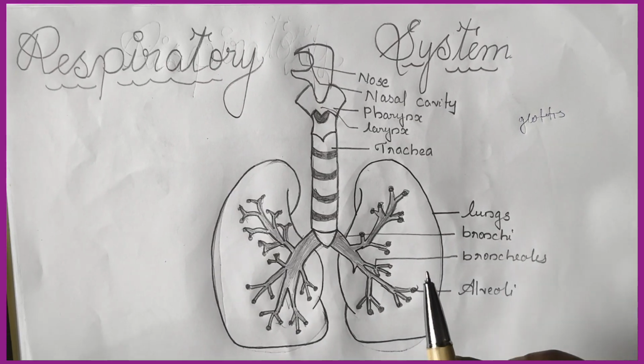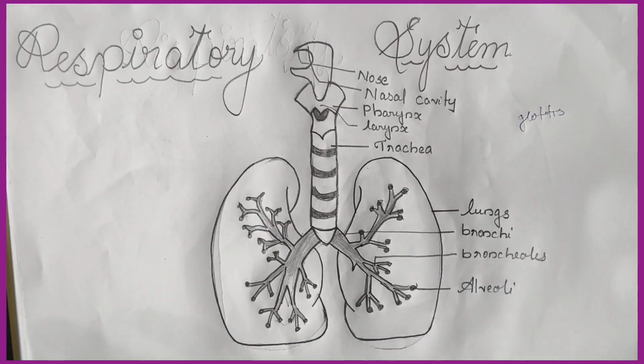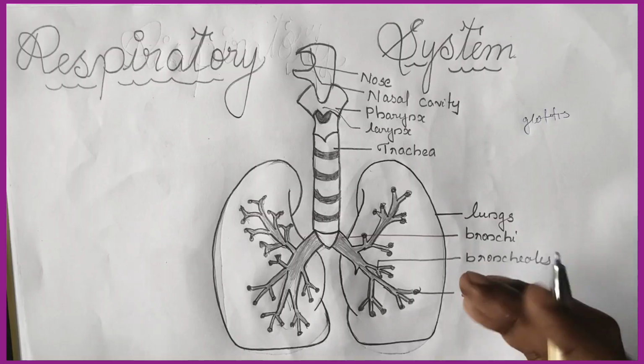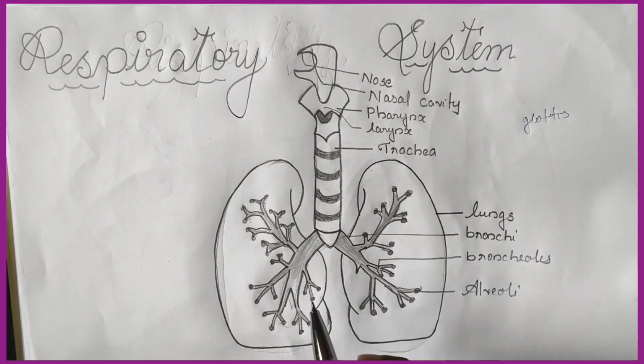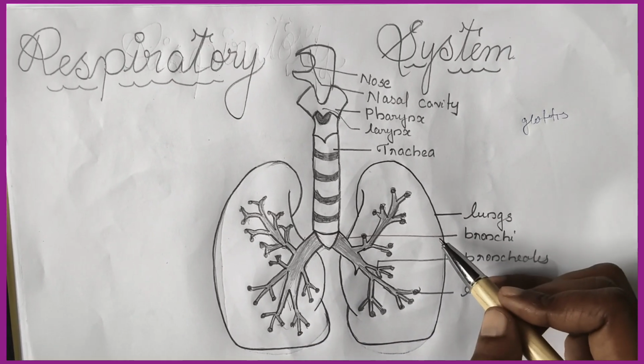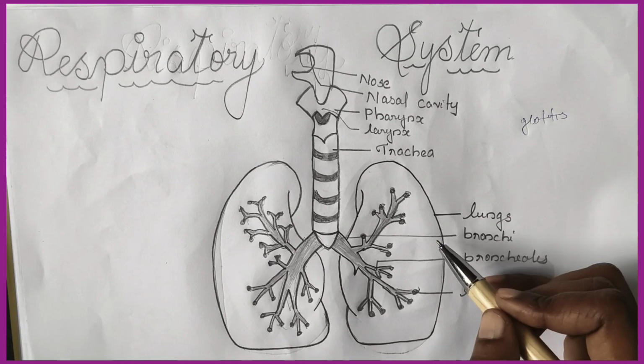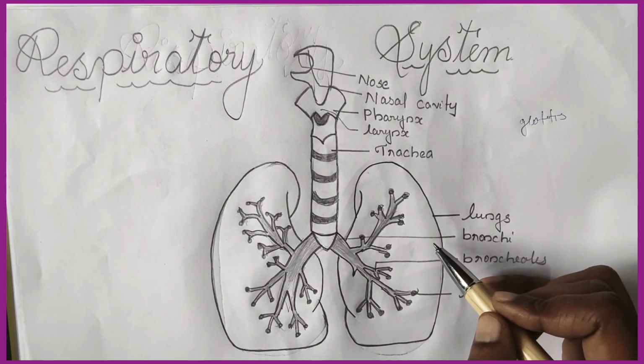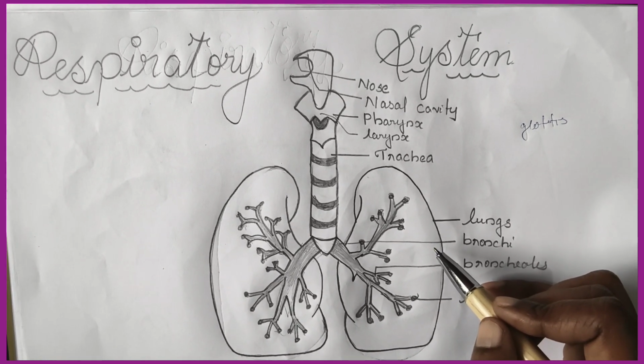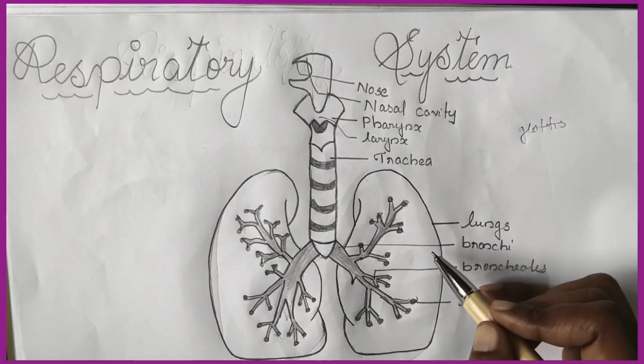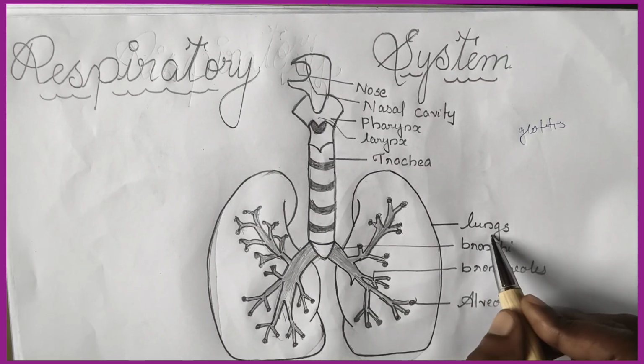So the rib cage is like a cage. That's why it is called a rib cage. Inside the rib cage, the lungs are protected. The lungs are a pair of structures located inside the thoracic cavity, inside the ribs or rib cage. So that is the lungs.